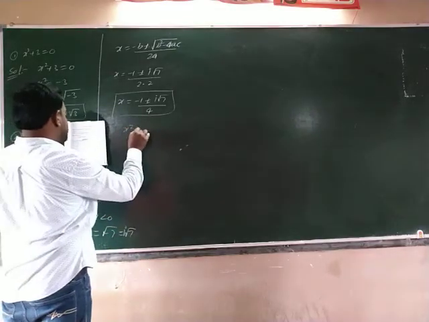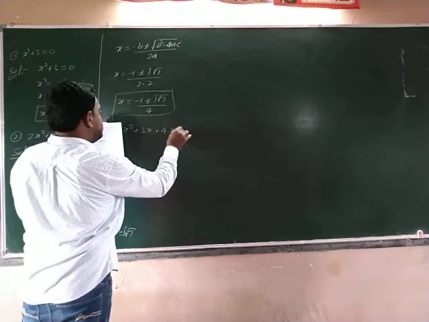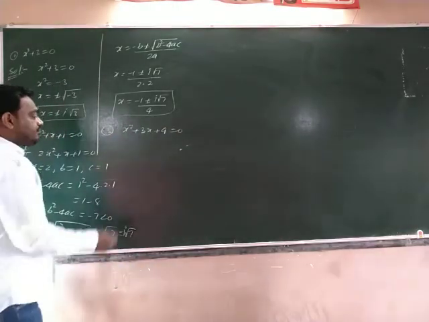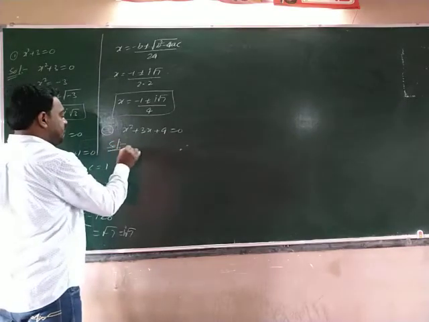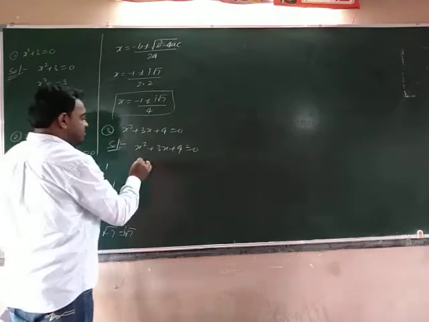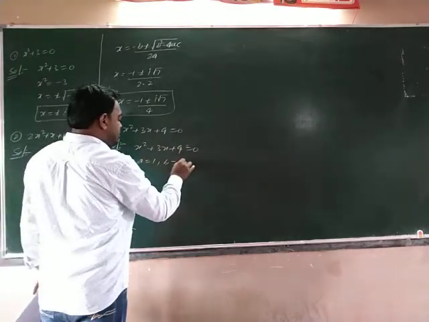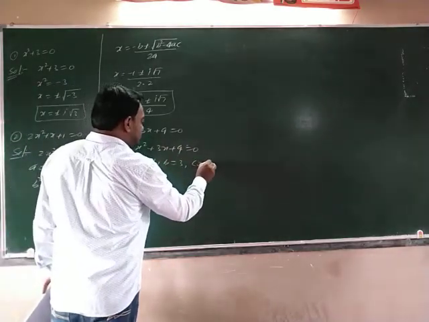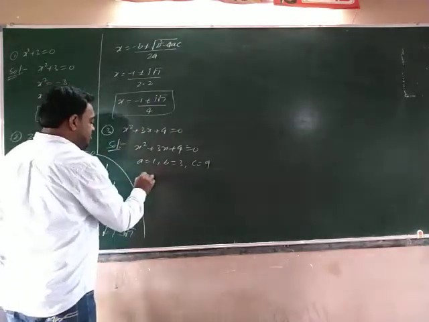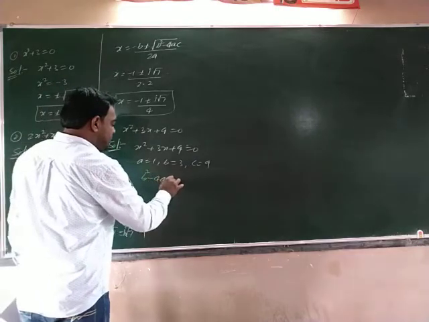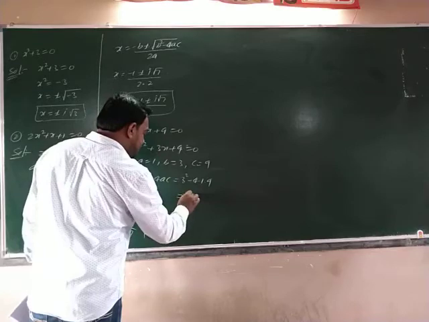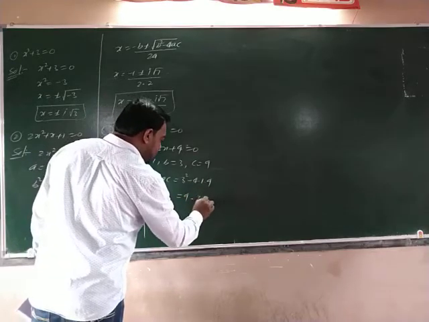Next, third one, x square plus 3x plus 9 is equal to 0. Solution, x square plus 3x plus 9 is equal to 0. Here a is equal to 1, b is equal to 3, c is equal to 9. Next, b square minus 4ac: 3 square minus 4 into 1 into 9. 3 square is 9, 4 nines are 36.